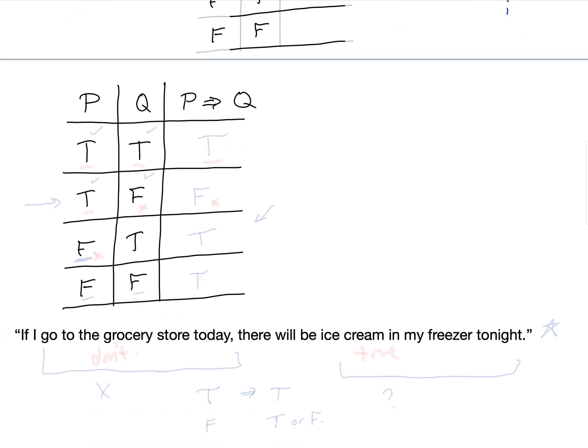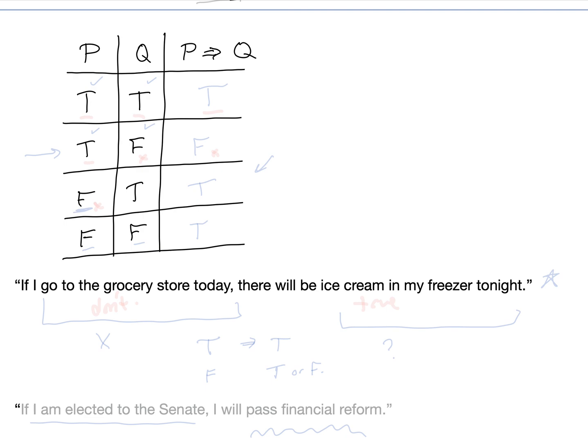Okay, so if P is true and Q is true, then yes, P was true and it implied Q, which is true. So no problem here. If P was true, but it implies something that's false, then this is a problem. A true statement implying a false statement is going to be false. So what if P is false? What does that tell us about P implies Q? For a lot of people, this is a little bit trickier.